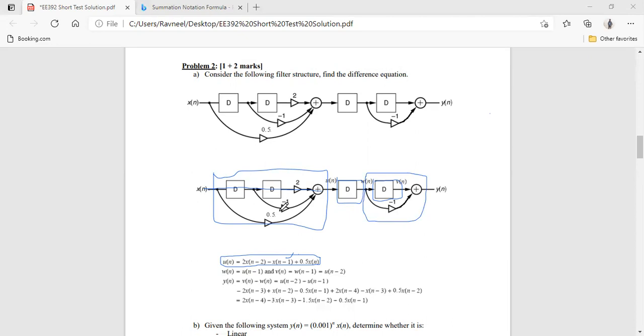So the solution given over here is broken down into multiple blocks, and then using our substitution method, we can evaluate the final equation for the whole system. There are other methods as well, but we'll stick to this because it is simple. We can break it down into separate blocks, and then we can substitute.